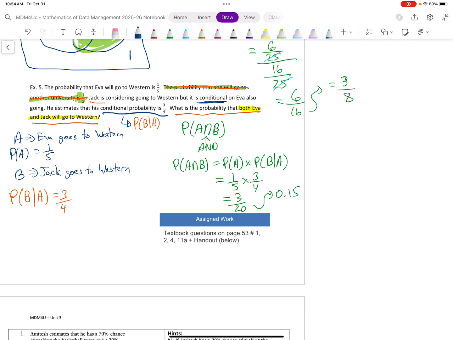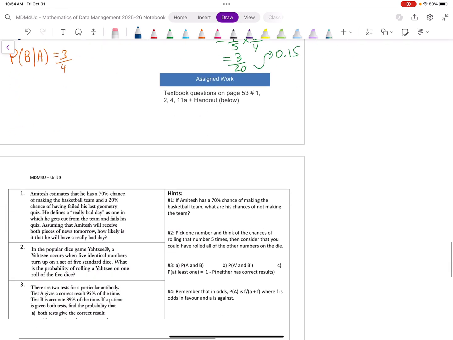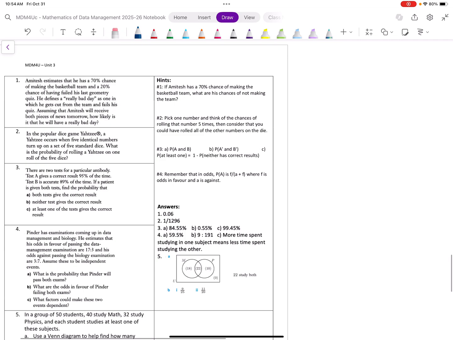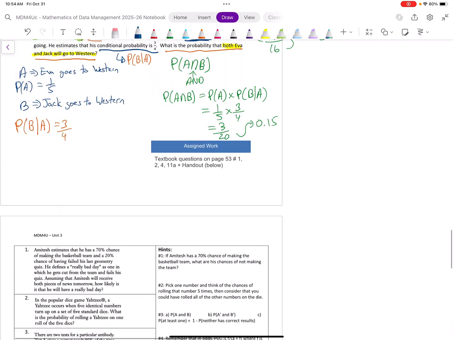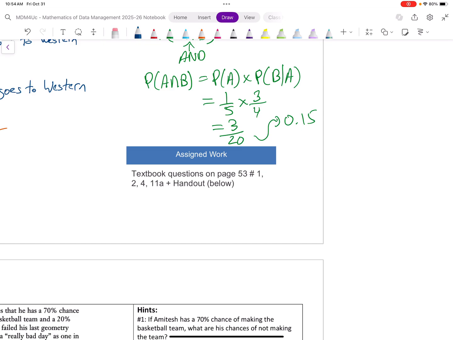Okay, if you have any questions, just let me know. But for the homework, I want you to try these questions down below, and I would start with those. And then you can go to the textbook questions listed here.